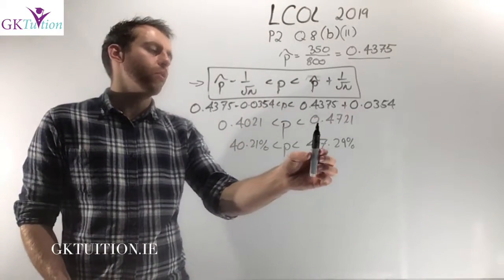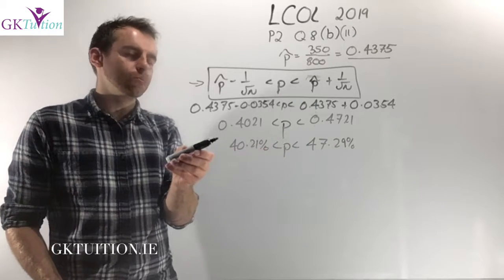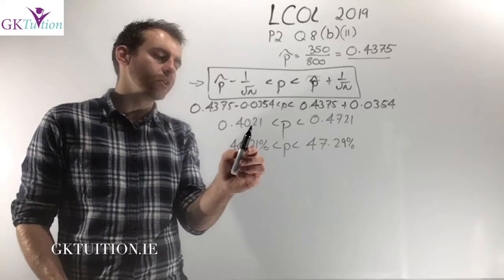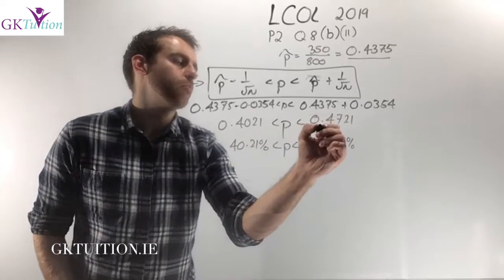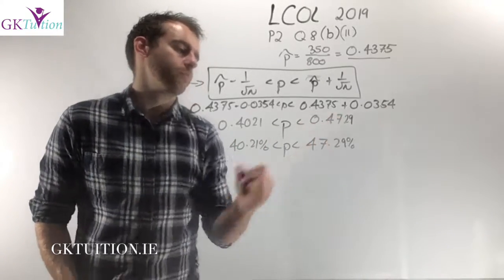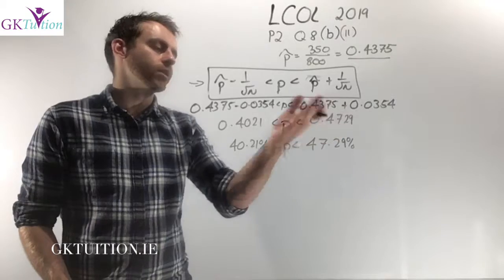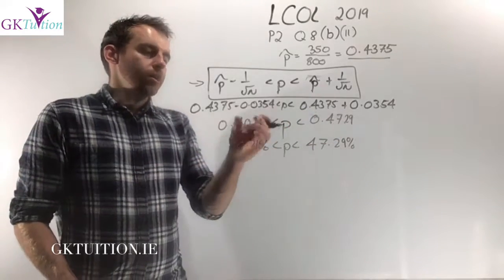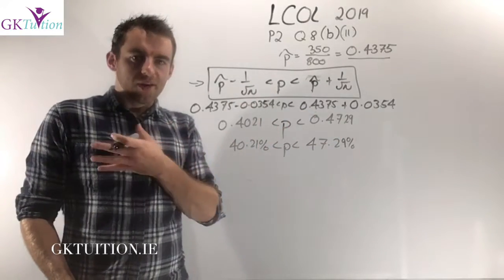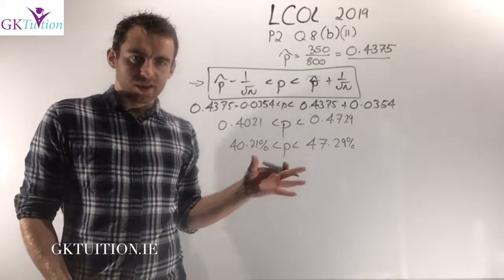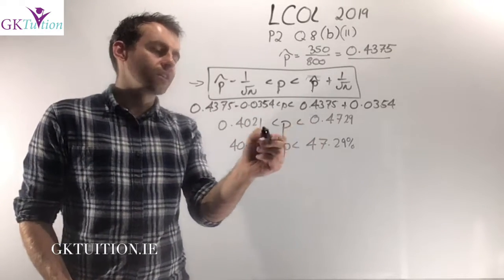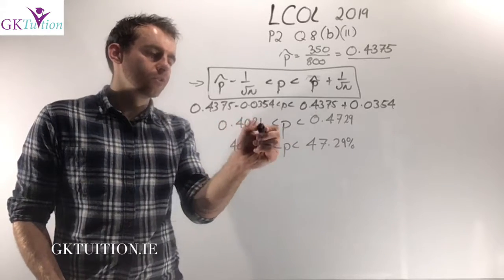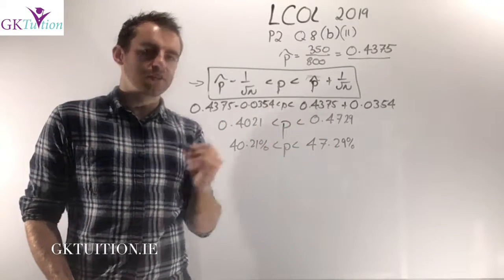When you subtract it, you get 0.4021. When you add it on, you get 0.4729. So the proportion of people, if we actually surveyed everyone in this population, the proportion who would have agreed with it is actually somewhere between 0.4021 and 0.4729.